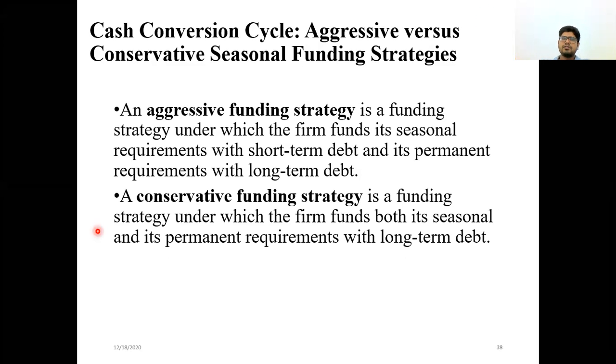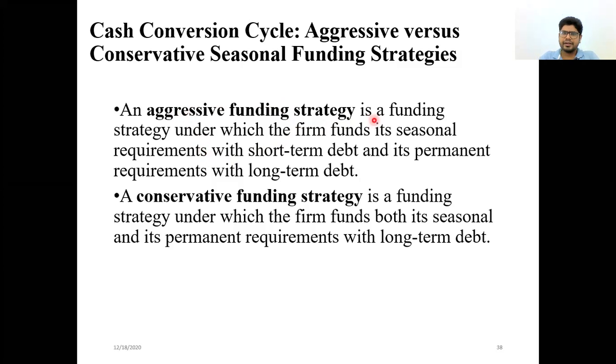Cash conversion cycle, aggressive versus conservative seasonal funding strategies. The aggressive funding strategy is a funding strategy under which the firm funds its seasonal requirement with short-term debt and its permanent requirement with long-term debt. So, what is the most suitable policy here? Here, if they put the aggressive funding policy. I call for an open discussion from all of you. Actually, what policy is it?